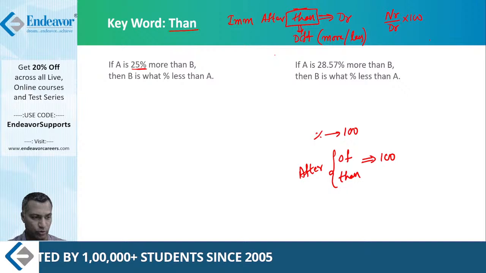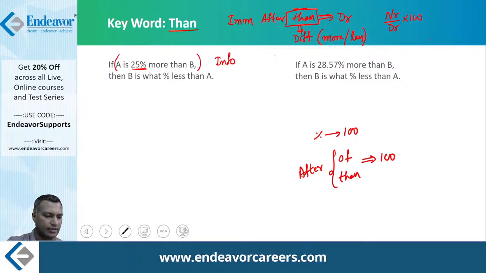This particular portion is an information. So what is coming after "than" there? It's nothing but B. Therefore, B is 100. Take B as 100. Now you are fixing the dummy value of B as 100.